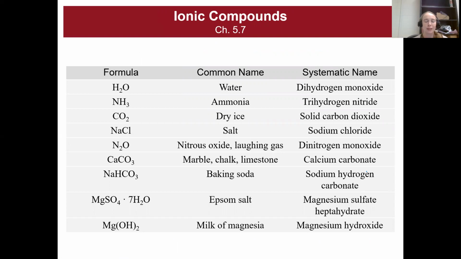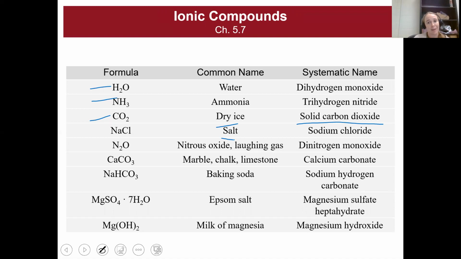All right, and just to finish up, chapter 5.7, your book gives you this little table of some common ionic compounds that you've probably heard of before, at least most of them. Of course, there's water, ammonia. Ammonia is in a lot of cleaning solutions. You might have heard of it before. Dry ice, if you've seen any cool science demos, they usually use dry ice. Or if you've gone to any theater productions where they have a smoke machine or a fog machine, that uses dry ice, which is solid carbon dioxide. Sodium chloride is salt. It's the normal table salt.